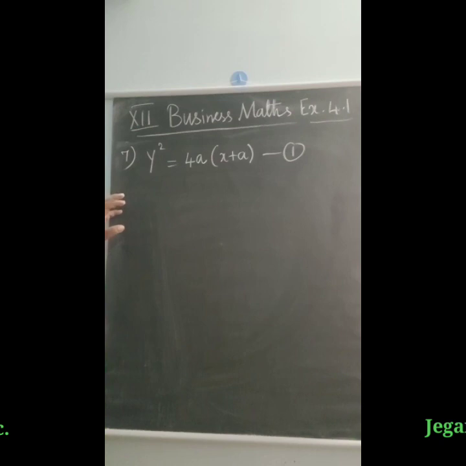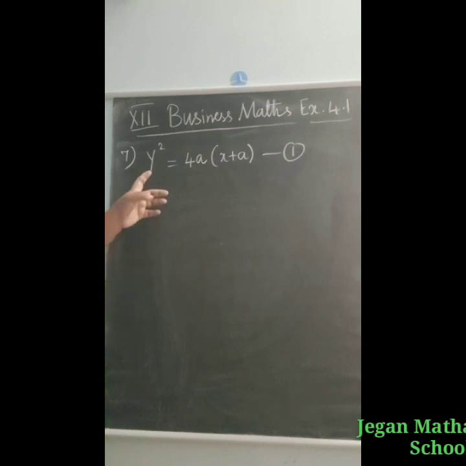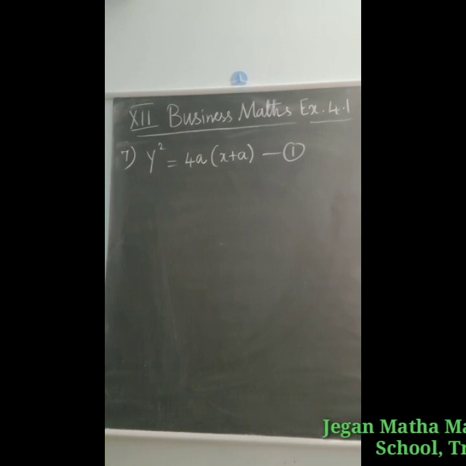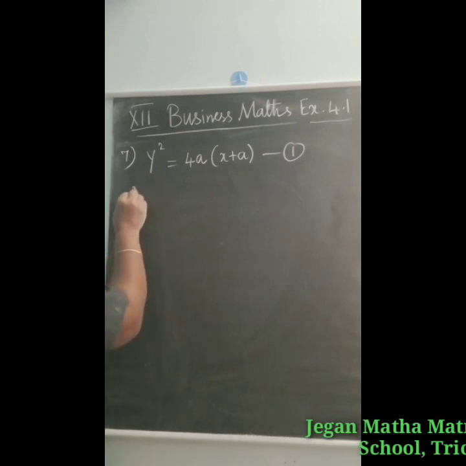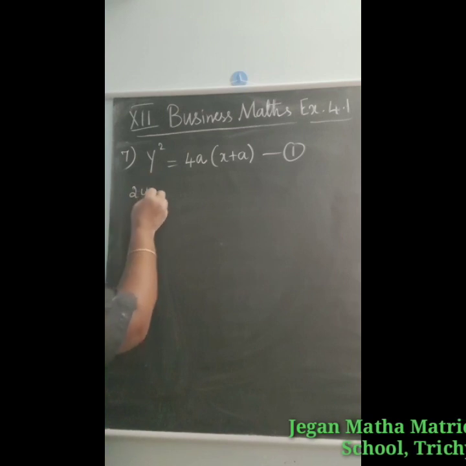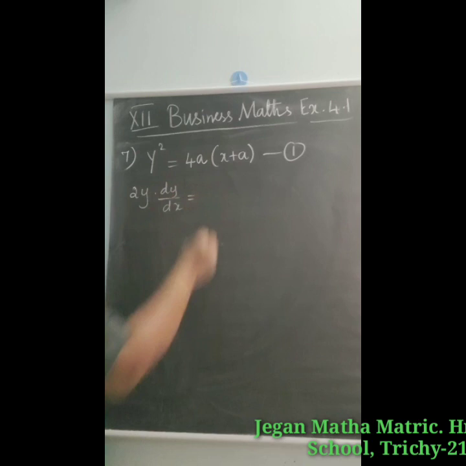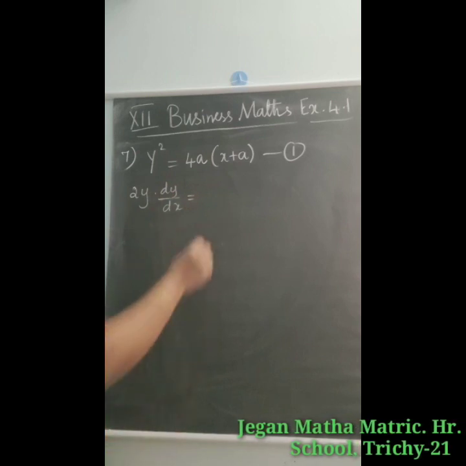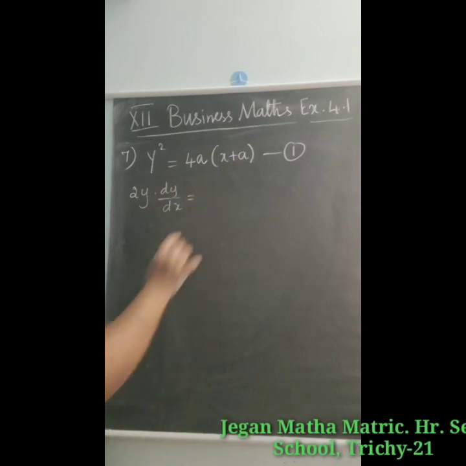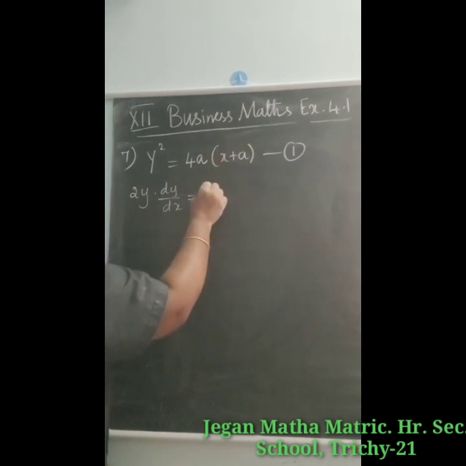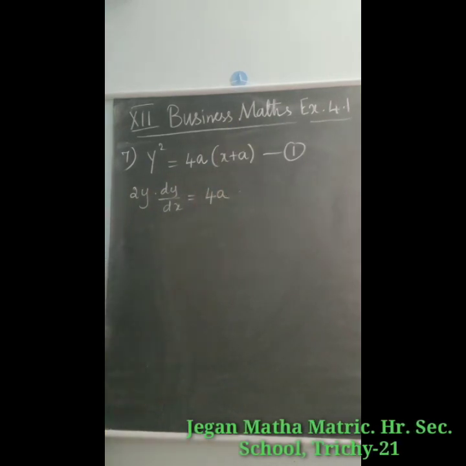Seventh question. The equation of the family of parabolas with foci at the origin and axis along the x-axis is y squared is equal to 4a into x plus a. Now we have to differentiate this with respect to x. We will get 2y into dy by dx is equal to 4a, since a is the constant, and x gives 1, so 4a into 1, 4a.